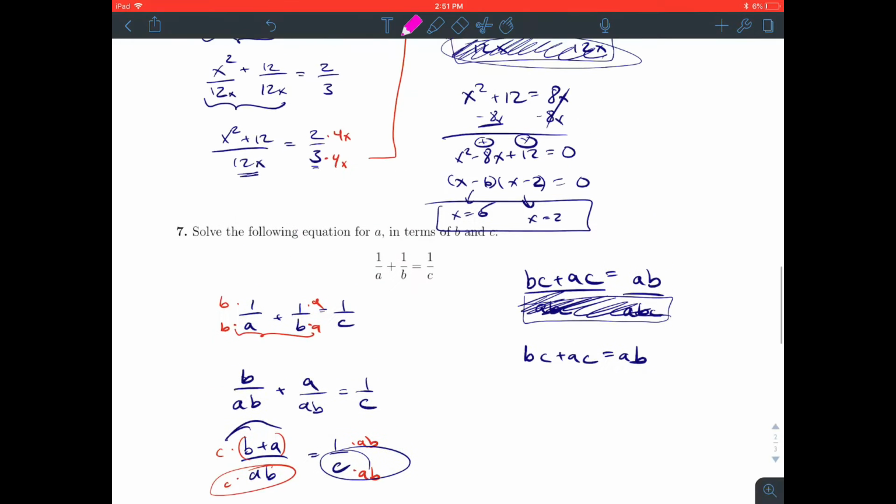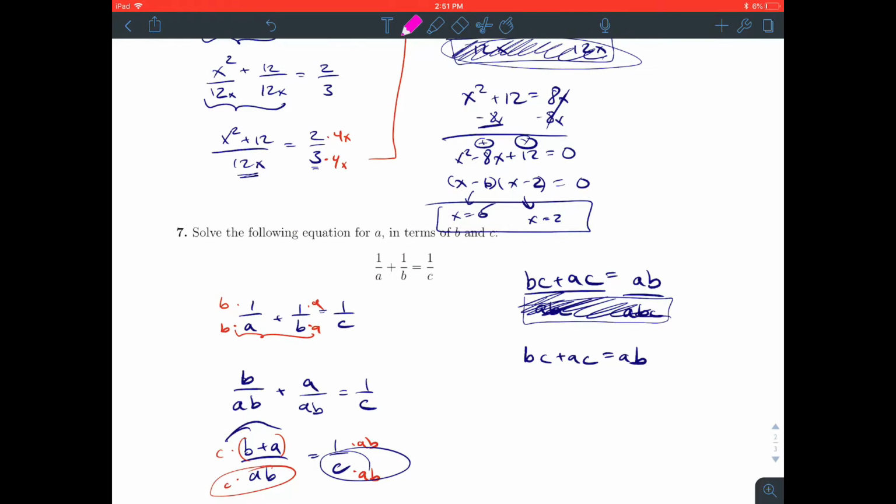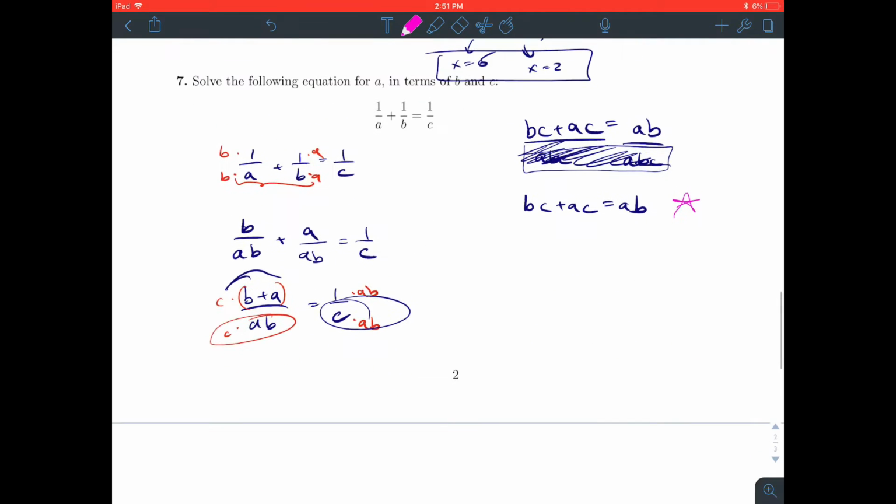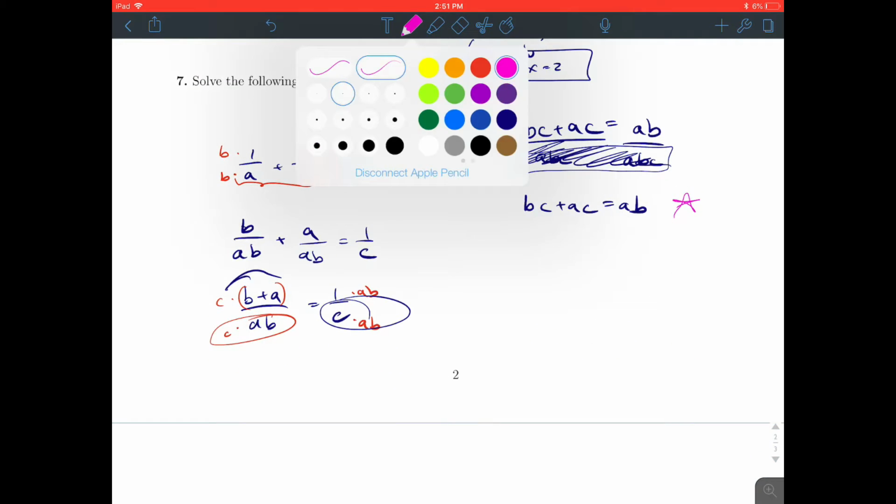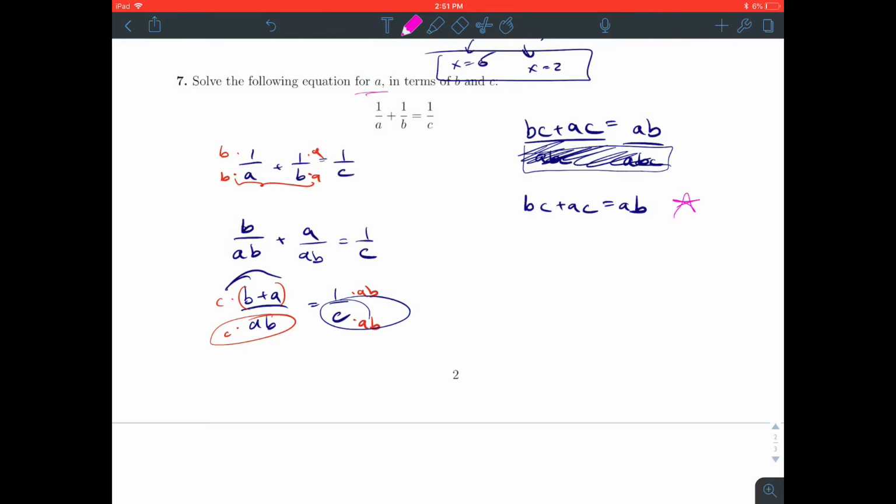So this equation, just like in the problem above, once we've eliminated the denominators, already has a much better outlook than the original problem since there are no fractions. Now, to solve this one, it's a little tricky. We have to realize that we're solving for a, but we have a on both sides of the equation. So we need to move this a term to the same side as the other a term, and we get bc is equal to ab minus ac.